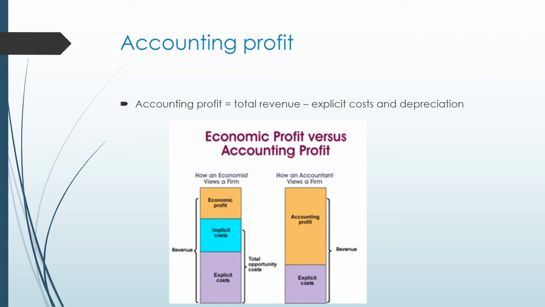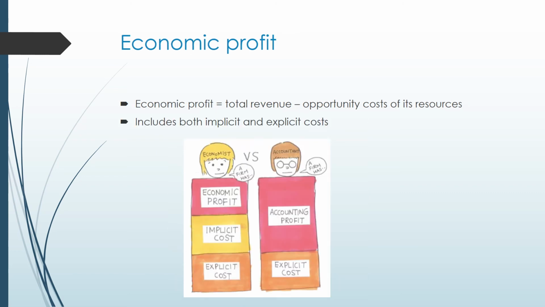As it gets older, it works a little slower, it's not as good, it needs more repairs, it becomes less valuable, so that is going to be subtracted as well from your accounting profit. So I think most test questions are probably just going to focus on total revenue and explicit costs, but if you do see depreciation, that's what it's referring to, the loss in value over time of your physical capital.